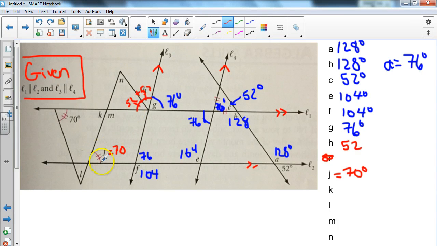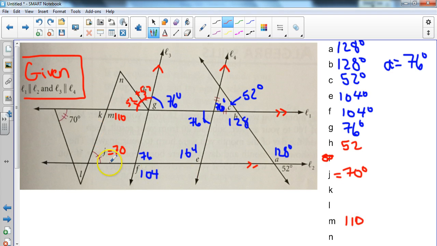Well, we know that J is 70. These two lines are parallel. We can think of this segment as a transversal. J and M are supplementary because they're same side interior angles. So if J is 70, we have to think of M as the number that adds to 70 to make 180, so M must be 110.